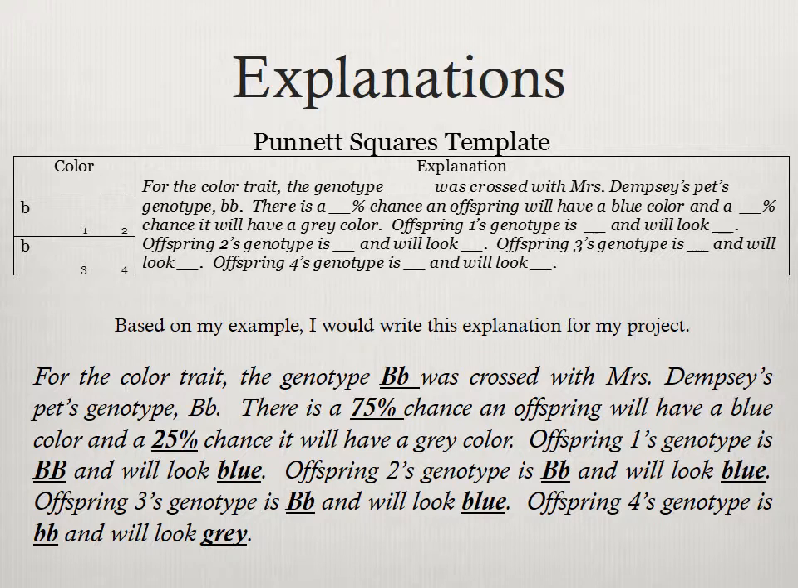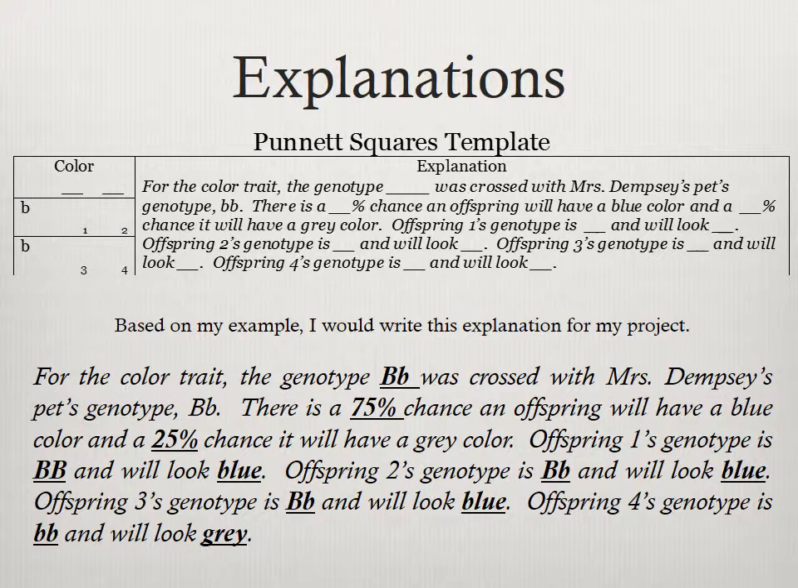And again, my genotype is already written in there for you in the template. There is a 75% chance an offspring will have a blue color and a 25% chance it will have a gray color. And we went through how we got that. So now I'm going to break it down box by box. Remember those yellow numbers I told you were important? Puppy number 1, puppy number 2, puppy number 3, puppy number 4. So now I'm going to go through and tell you what each puppy is going to have.